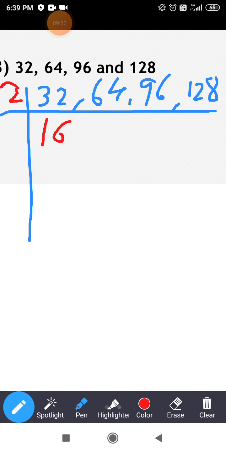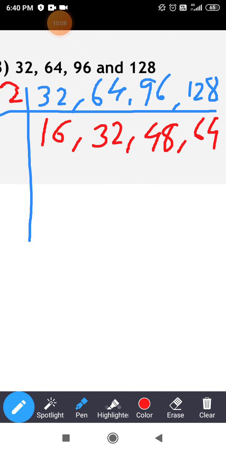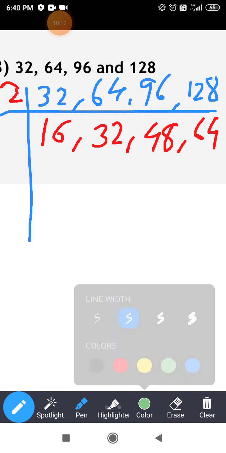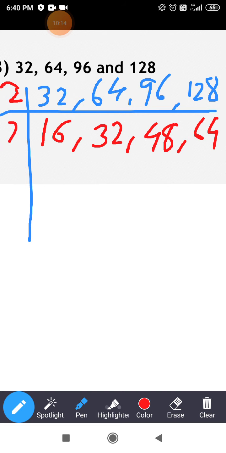2 ones are 2, 2 sixes are 12. You have to divide the numbers and write the quotient down. 2 threes are 6, 2 twos are 4. Here 2 fours are 8 and 2 eights are 16, right? If I divide 96 by 2, I'll get 48 as the quotient. Here 2 sixes are 12 and 2 fours are 8. Again the numbers I'm getting are even numbers, so I will divide by 2 again.